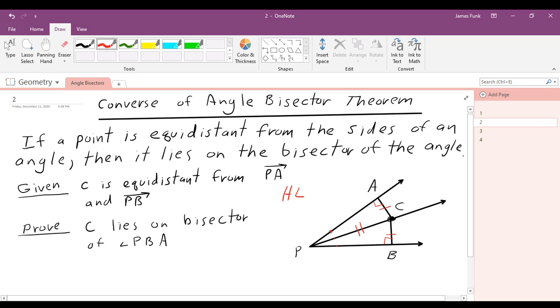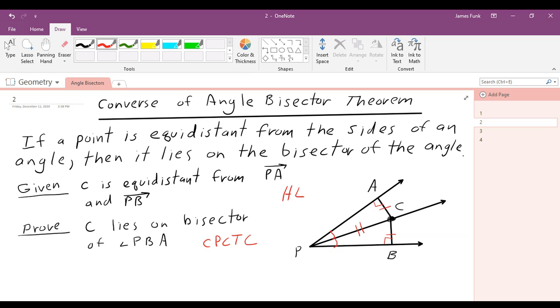So now we know that this angle, APC, is congruent to this angle, BPC. Again, by that reason, corresponding parts of congruent triangles are congruent. Okay, and because we know those two angles are congruent, we now know that PC is a bisector of angle APB.